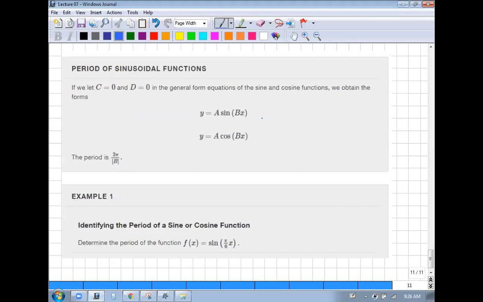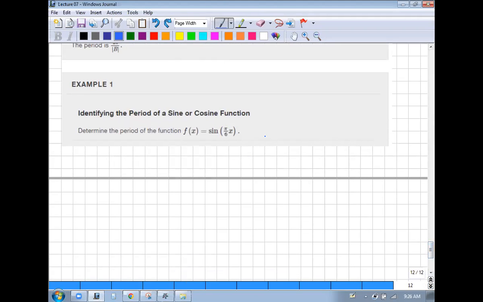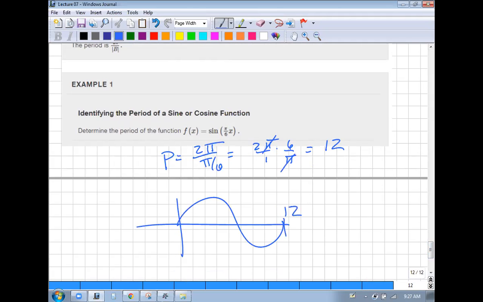So we let C and D be 0. So here you go. This is going to make it bigger. This is going to compress it horizontally. Period is 2 pi over b. So let's look at sine of pi over 6 here. All right. So the period is going to be 2 pi over pi over 6, which is 12. So 1, minus 1. There it is. Okay. So right here in the middle is going to be 6.